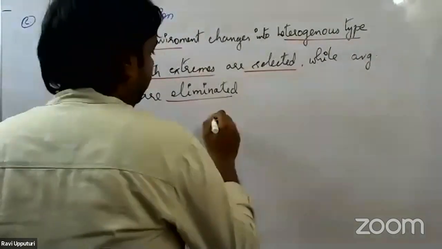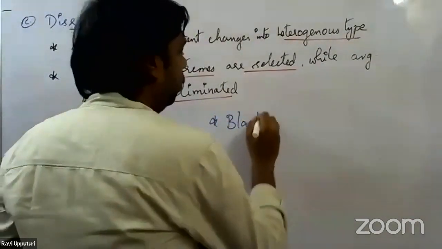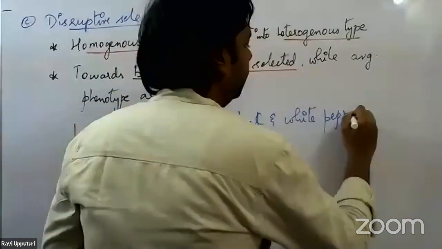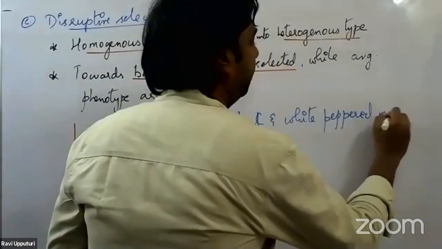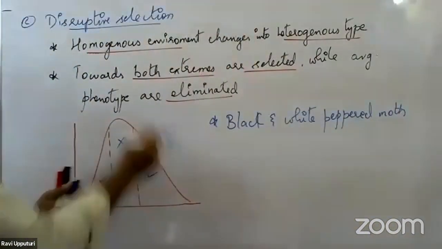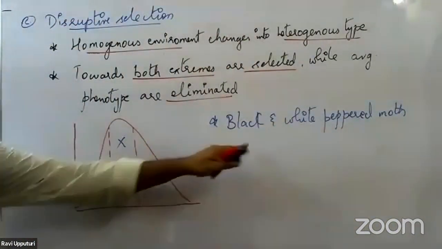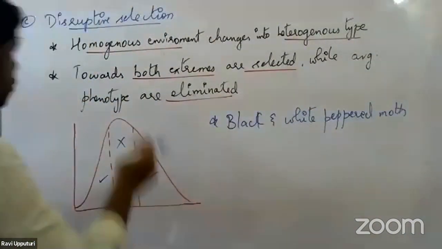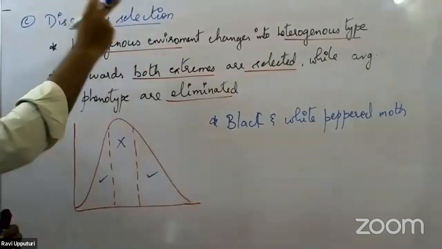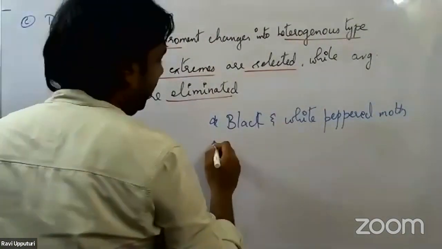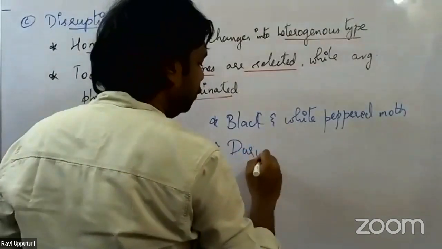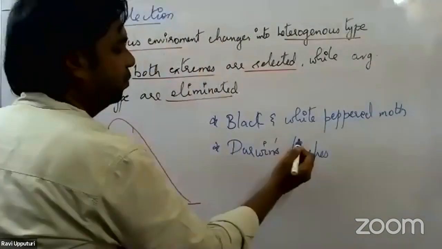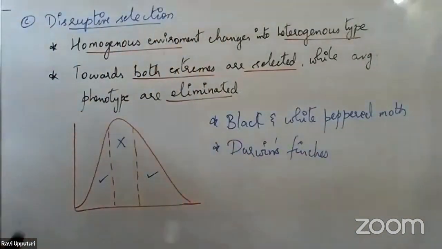So the example here would be the black and white peppered moth, right? The black and white peppered moth were actually formed through this sort of disruptive selection, which we call Biston betularia. So Biston betularia has been selected, and that sort of selection is based on disruptive selection. One more example we can give for this is Darwin's finches.